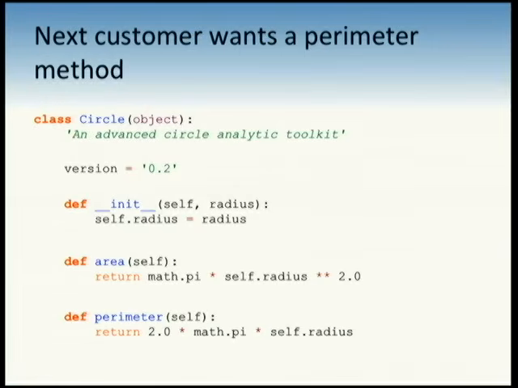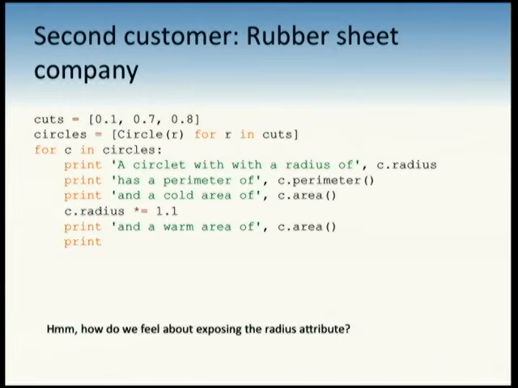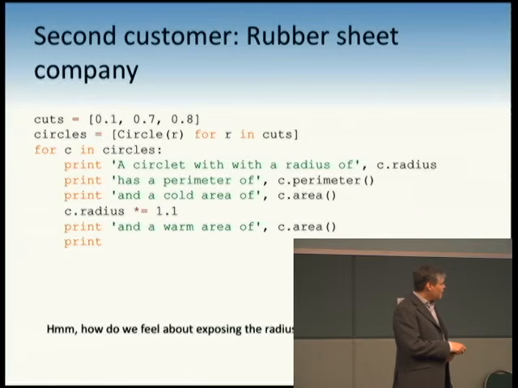So now we put in the perimeter, and these guys go to use it, and here's their code. They actually cut several holes in one rubber sheet. So one rubber sheet has 3 cuts in it. They make 3 circles, look over it, print them out, and they called and said it had a cold area. What is this all about? Well, it turns out when you take rubber and heat it up, it stretches. So they did something we didn't expect. They changed the radius. After they changed the radius to allow for the expansion of the rubber sheet, they recomputed the warm area.